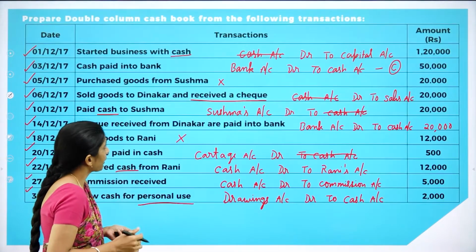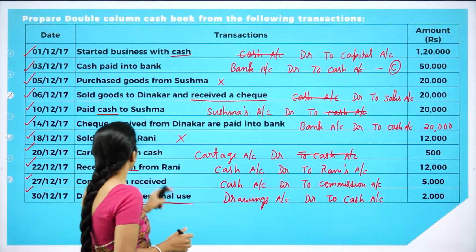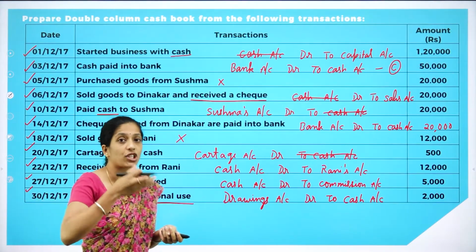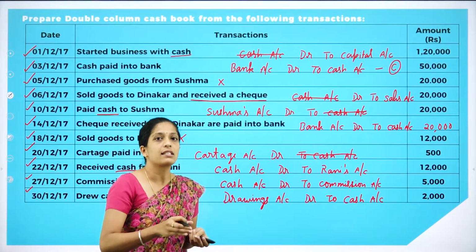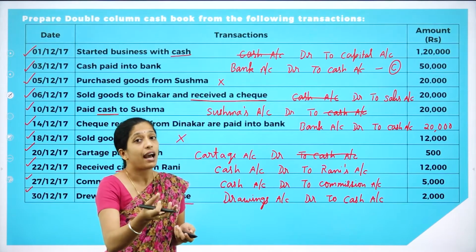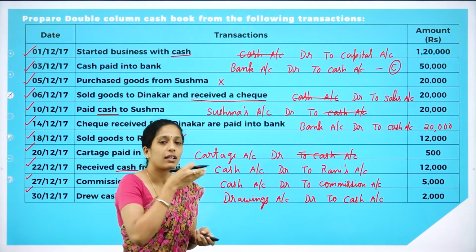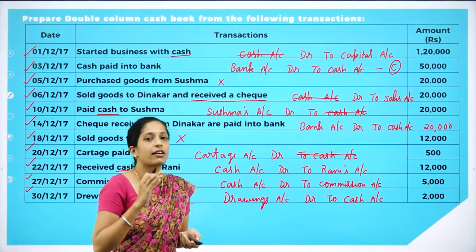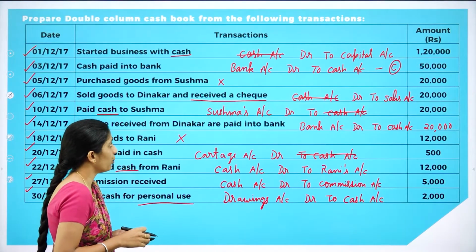Now see this. What they have told is: sold goods to Dinakar and received a check. But it is assumed that we have received cash. So we have taken in the problem as we have received cash. So for that also we have to write a note.